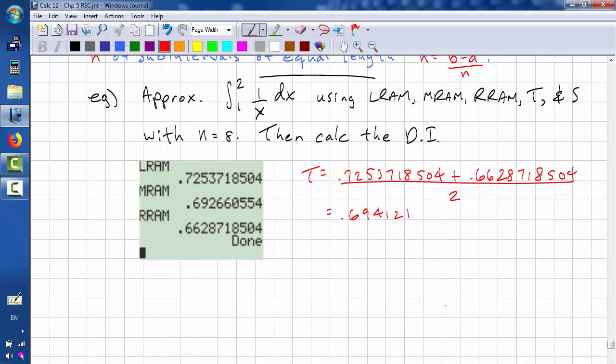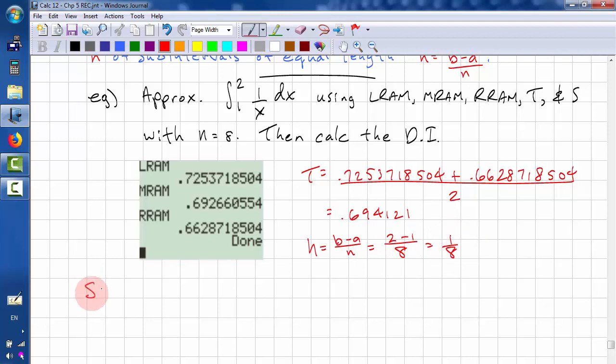Okay, I'm going to save some time, assuming that you know how to use LRAM, MRAM, and RRAM. So, trapezoidal, we just take LRAM, add RRAM, and divide it by 2, and we get this value. Let's calculate h. h equals b minus a over n. We're just repeating this so it's easier to memorize. So our width is 1 over 8.